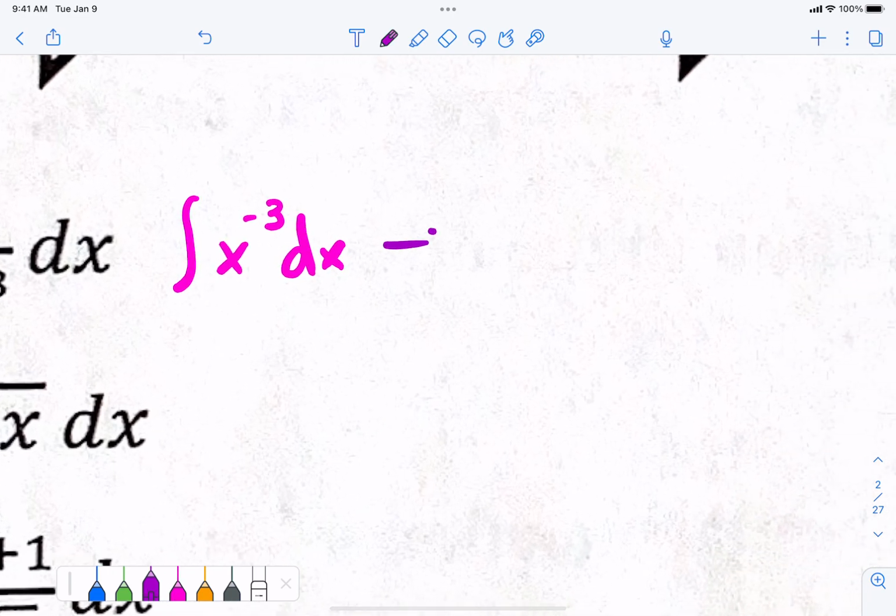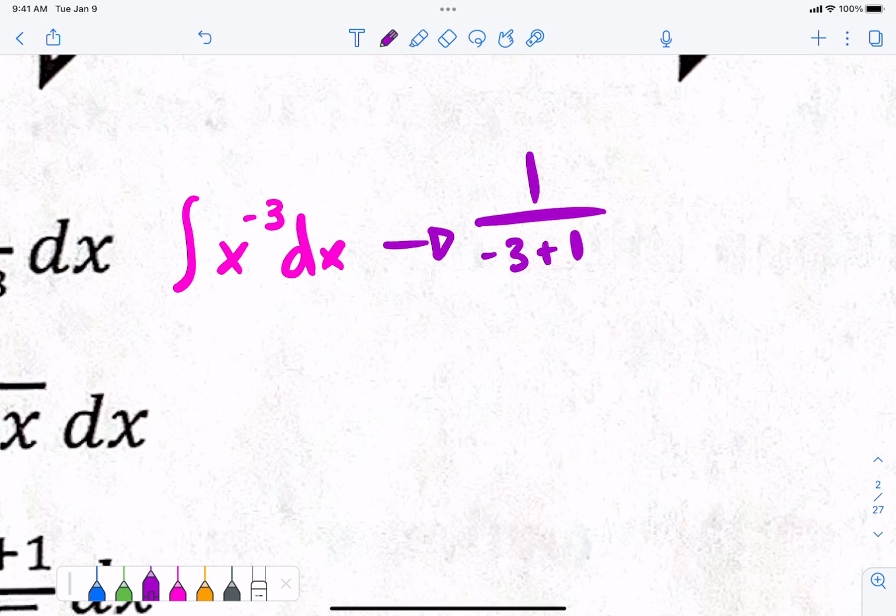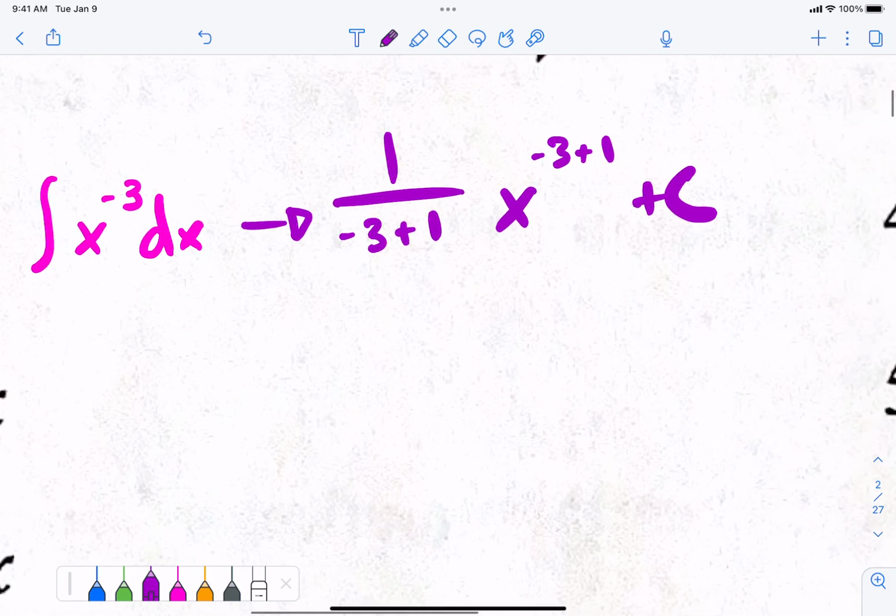Okay. 1 over negative 3 plus 1, which is negative 2, x to the negative 3 plus 1 power. You said x to the negative 3 plus 1 power, plus C. Do we have to do the stuff, like flip with the negative?